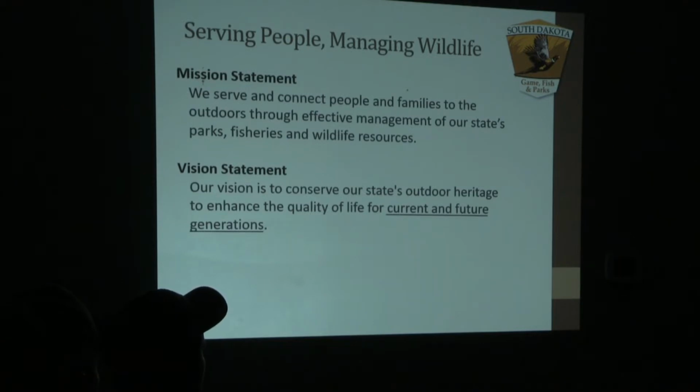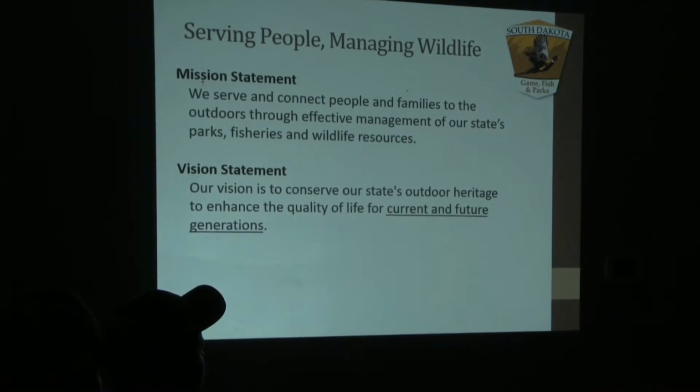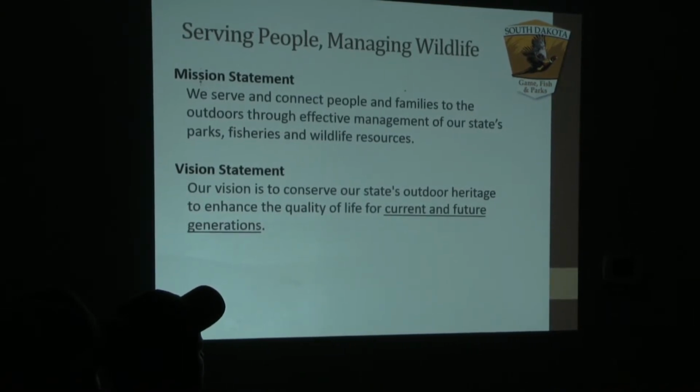With AIS, it's very important that we don't look at just the current state that we're in, but also look into the future and try to preserve our waters for our future generations and our kids to have the same opportunities that we have.